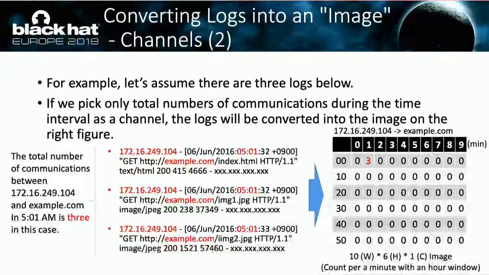Here, let's assume there are 3 logs like this. All communications between 172.16.249.249.104 and example.com happened at 5:01 a.m. and they occurred 3 times. So they can be converted into a monotone color image if we pick only total number of communications during the time interval as one channel, like this.